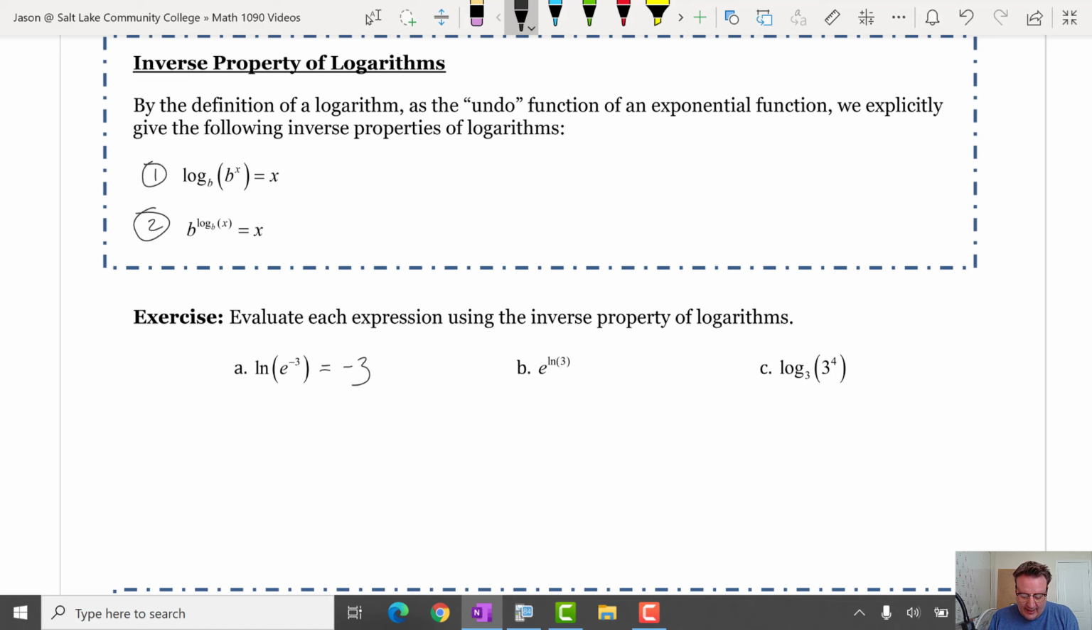This is a case of property 2. And so exponentiation base e and ln, they undo each other. This is just 3.